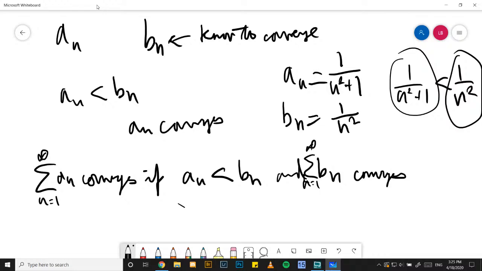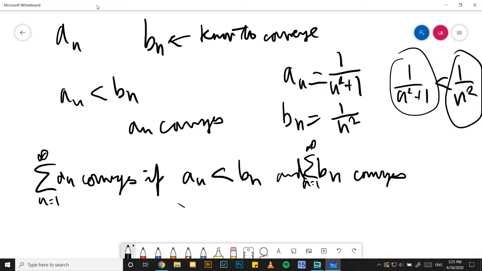So you need to make sure you're thinking carefully about what direction you're doing these, what implications you are making. The implication goes the other way around. You need to make sure that bn converges and an is less than bn, and only in that case can an converge. If you try and do it the opposite way around, you'll mess it up, and then it just won't be logically consistent.